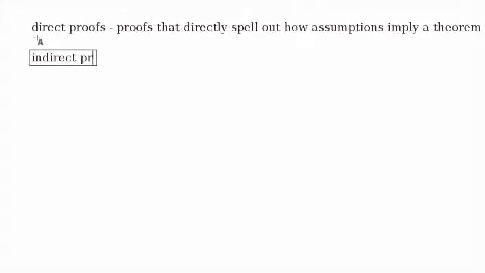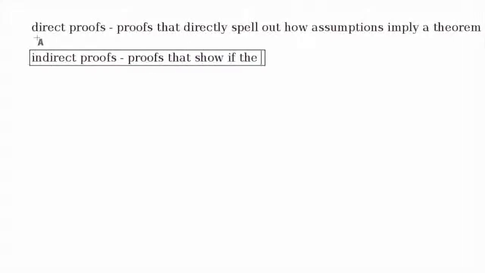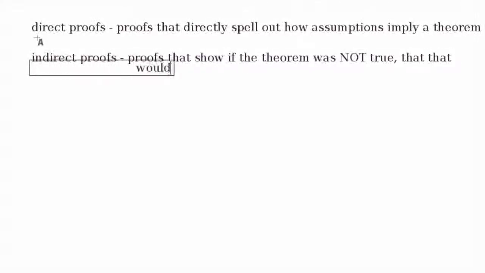Now, indirect proofs do something a little bit different. Okay, these are proofs that show if the theorem was not true, that would lead to a contradiction. Okay, so again, probably the best way to explain this is with a couple of examples. Let me start with this one.